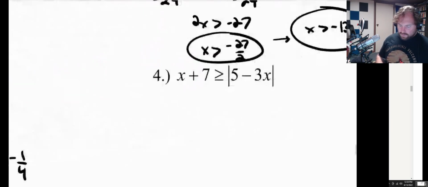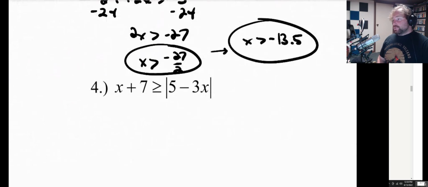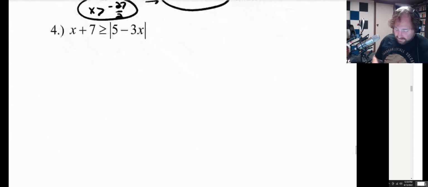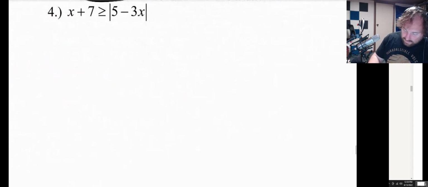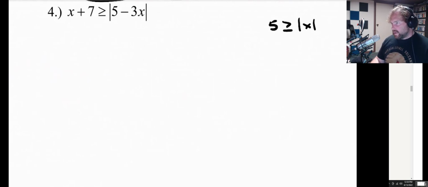Question number 4. Okay, here we go. Now we get to the absolute value inequalities, and here's where we might need to think a little bit about what's going on here. Let's say that we had 5 is greater than or equal to the absolute value of x. Let's just think about answers to that question for a minute. What values of x would work to make that true, considering that the absolute value will make whatever's inside of it positive no matter what?